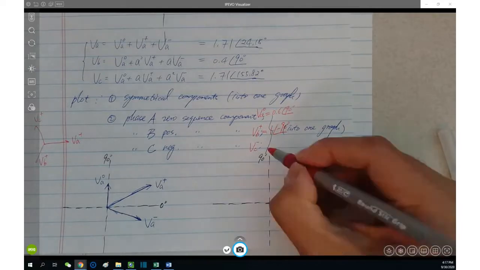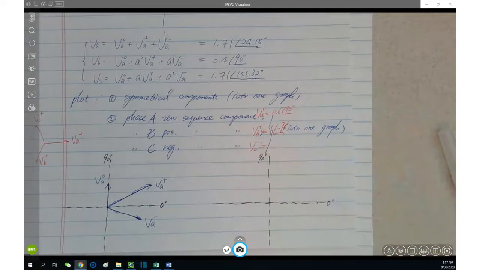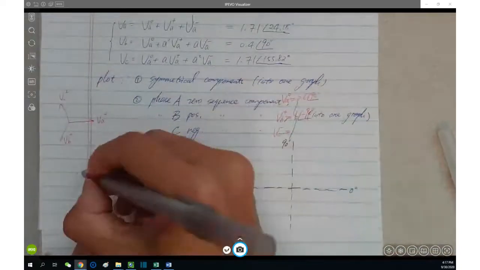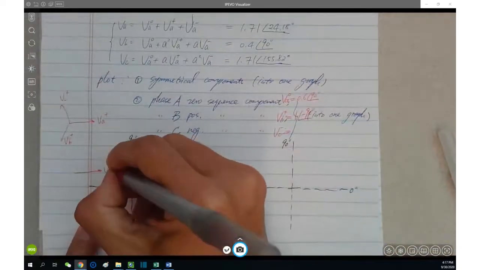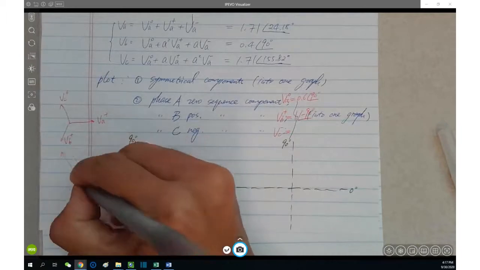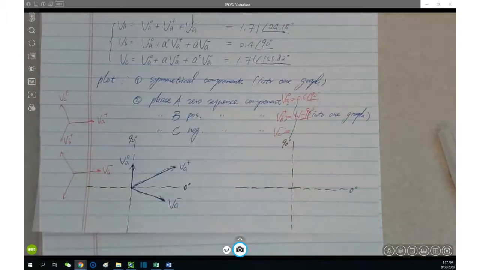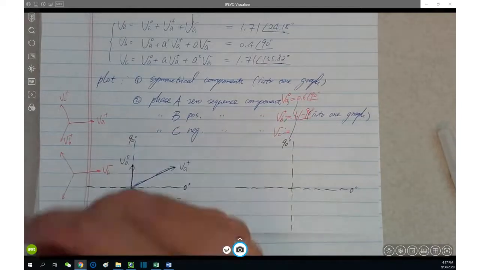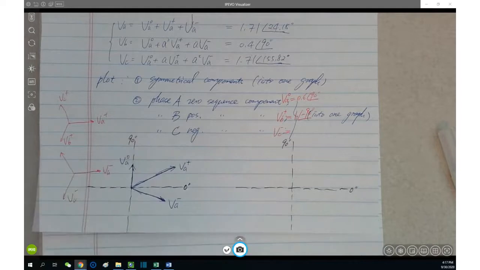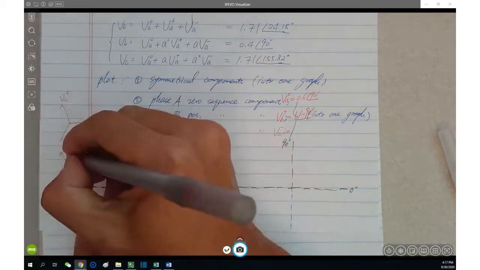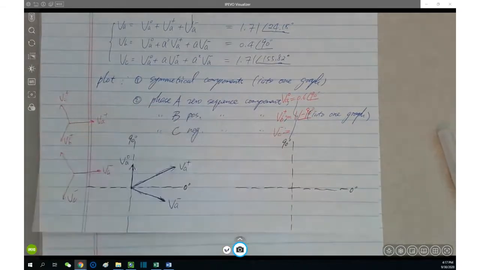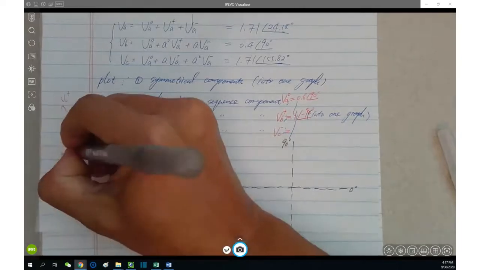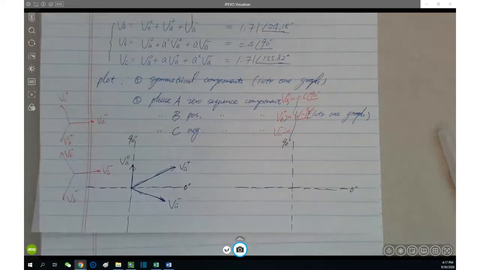Similarly, how to find the VC minus? For VC minus, we still go to the VA minus. If you think of this definition, VA minus, VB minus, VC minus, they are once again balanced. So you know VA minus, where's VC minus? VC minus is over here, keeping the same magnitude. However, you reduce the angle by 120 degree. You are reaching the VC minus. Does it make sense?